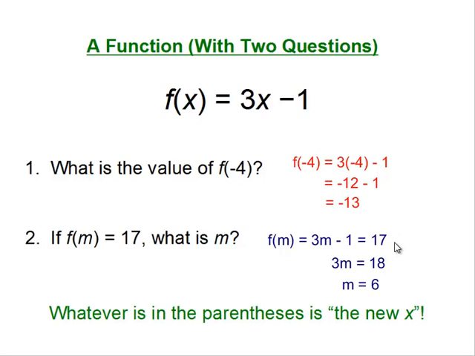With the other one, if m is our input, go ahead and make that your new x. So f of m is 3m minus 1, and we were told that that gives a result of 17. So it's sort of like we're back solving. What would the input have to be for the output to be 17? And that checks out. If m is 6, 3 times 6 is 18, minus 1 is 17.